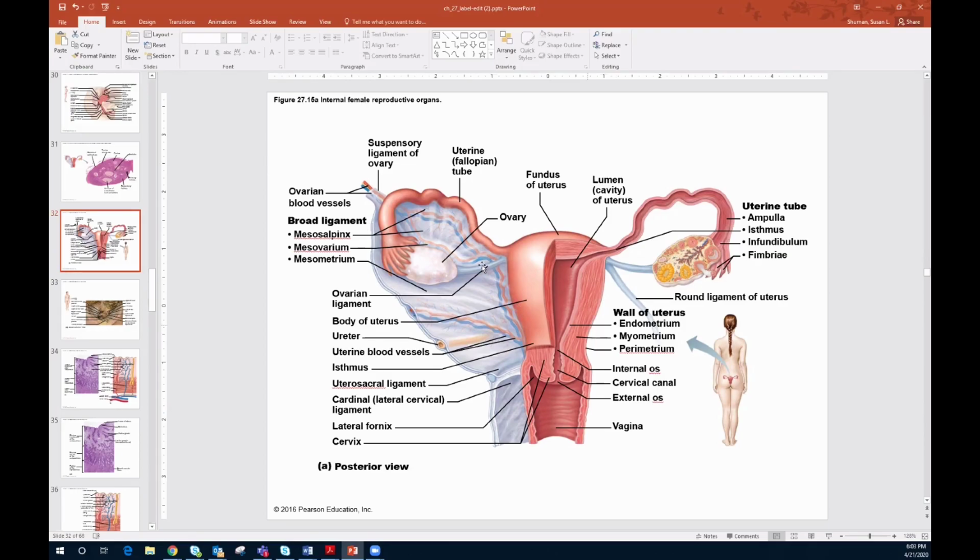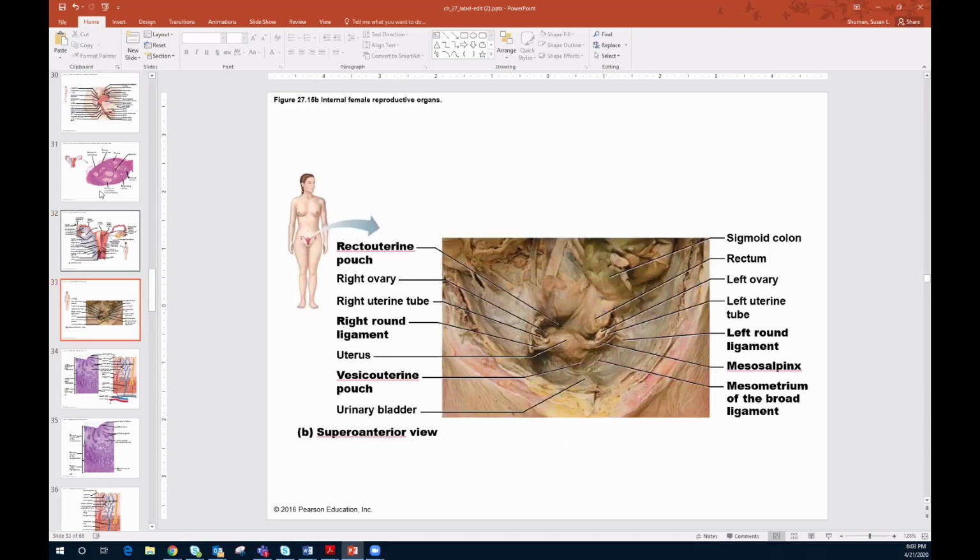All right. So what do you think the ovary is homologous to? The testes. Yes, exactly. So we're going to go from there. Okay. So let's look at an ovary.